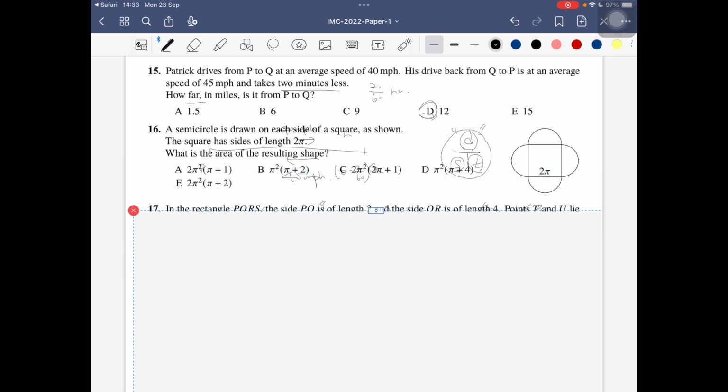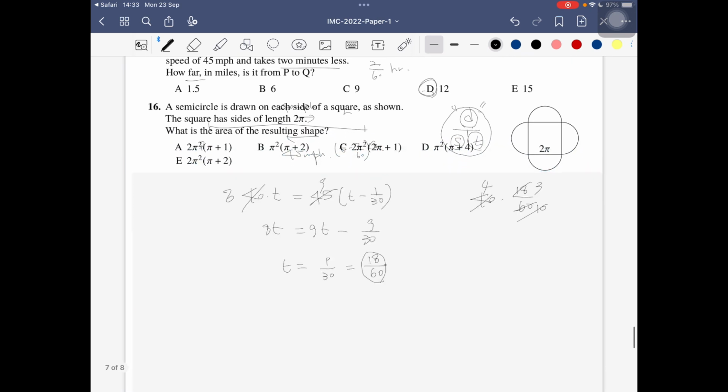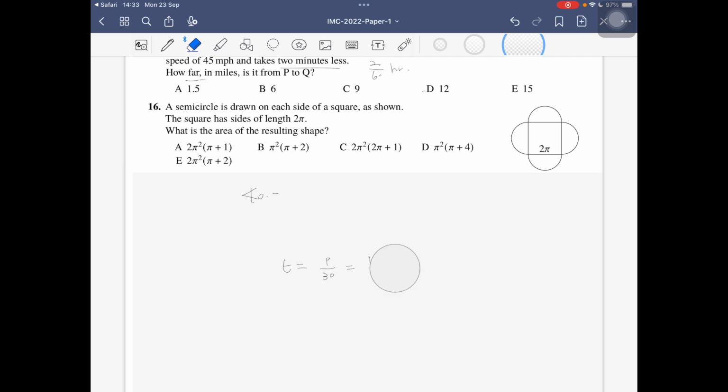And let's go for the next one. Semicircle drawn this way. On each side, it has all the same semicircles. So for example, this and this actually is a full circle. This and this also, when we combine them together, is a full circle.